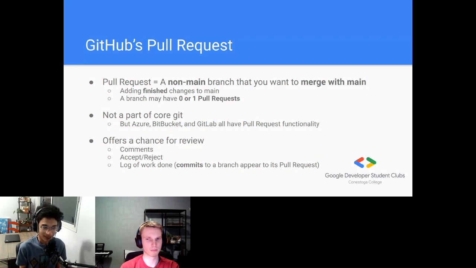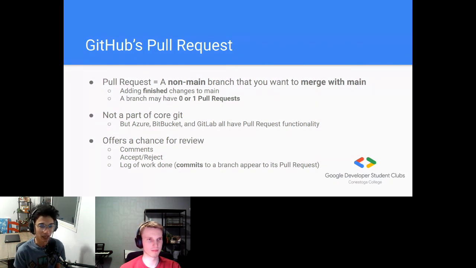Now, a pull request, we say it's GitHub's pull request because it's not part of core Git. Git has an idea of merging, but it doesn't have this idea of pull requests. But pull requests are a very good idea. So things like Azure, Bitbucket, and even GitLab all have this similar pull request functionality. They copied it from GitHub, or they came around the same time. I'm not going to go on record and say GitHub was the first to do pull requests, right? But it isn't part of core Git.